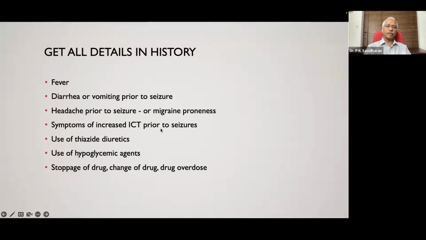Symptoms of raised intracranial tension prior to seizure have to be looked at. This can suggest an intracranial space occupying lesion or cerebral thrombosis. Use of diuretics like thiazide diuretics should always be enquired about. Hyponatremia may be the trigger. Use of hypoglycemic agents like sulfonylureas and insulin, always ask about. And the possibility of hypoglycemia should be explored if the person is on hypoglycemic agents. And if a person is on anticonvulsants, stopping the drug, changing the drug, or sometimes drug overdosage may be the cause for a recurrence of seizure.